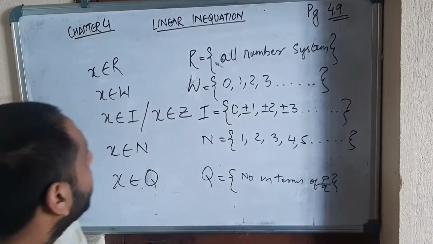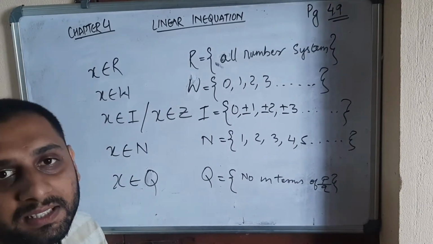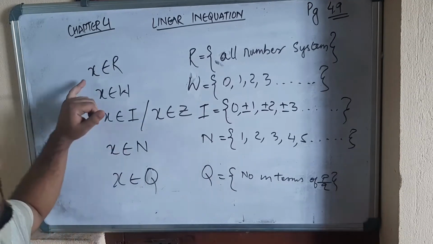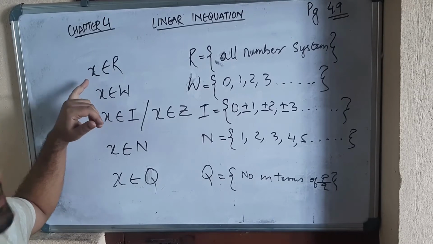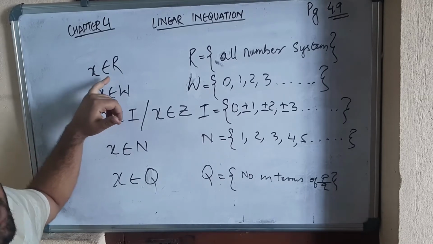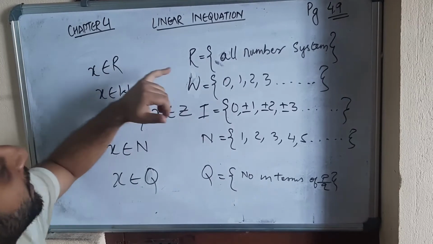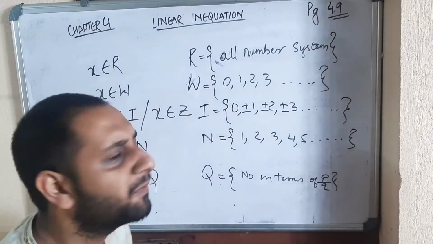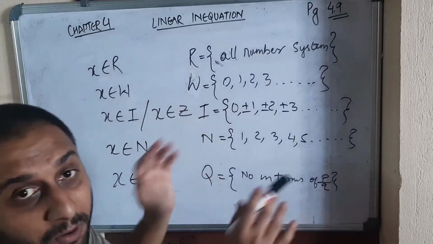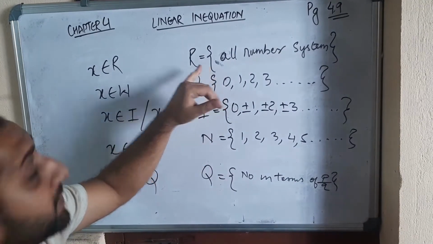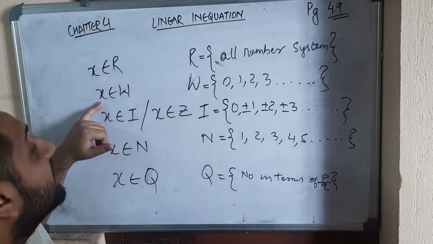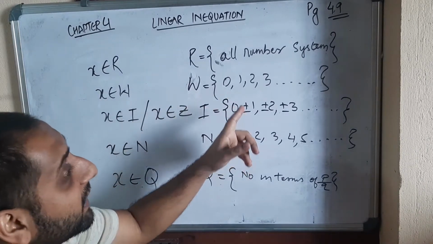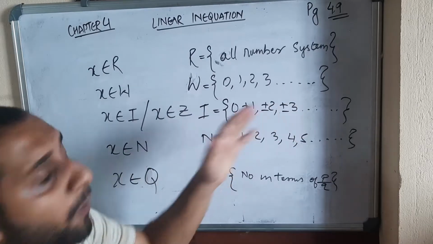Before starting the numericals, we must understand some of the topics of the sets. Whenever you have this kind of symbol, this is read as x is an element of real numbers. Real numbers are those numbers starting from minus infinity to plus infinity, all the numbers that you come across. This is read as x is an element of whole numbers. A whole number starts from 0, 1, 2, 3, 4 and it goes on.